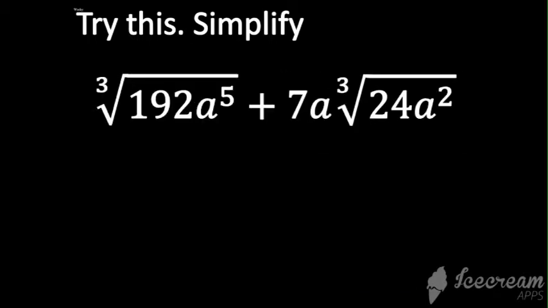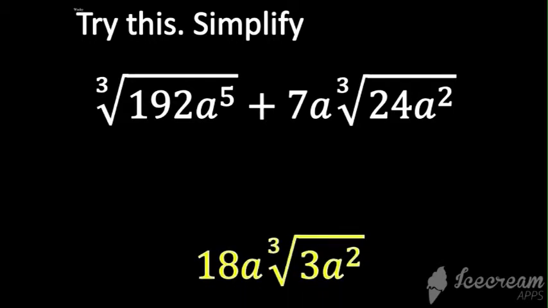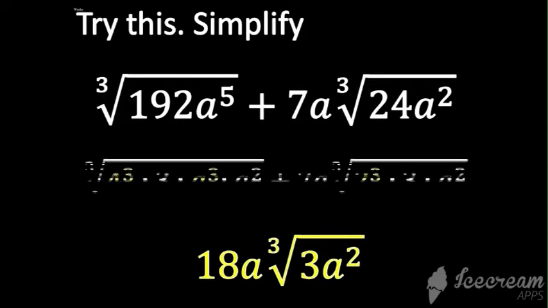Cube root of 192a raised to 5 plus 7a times the cube root of 24a squared. The answer is 18a cube root of 3a squared.